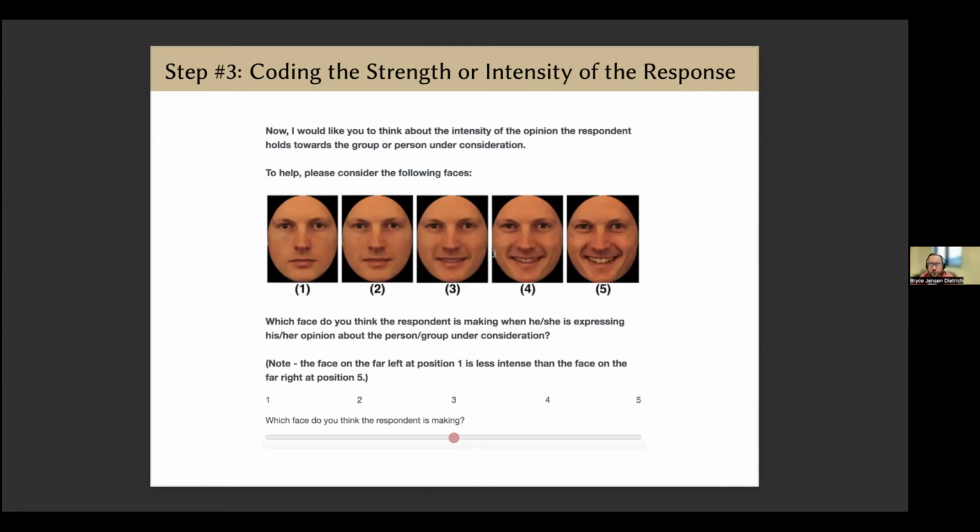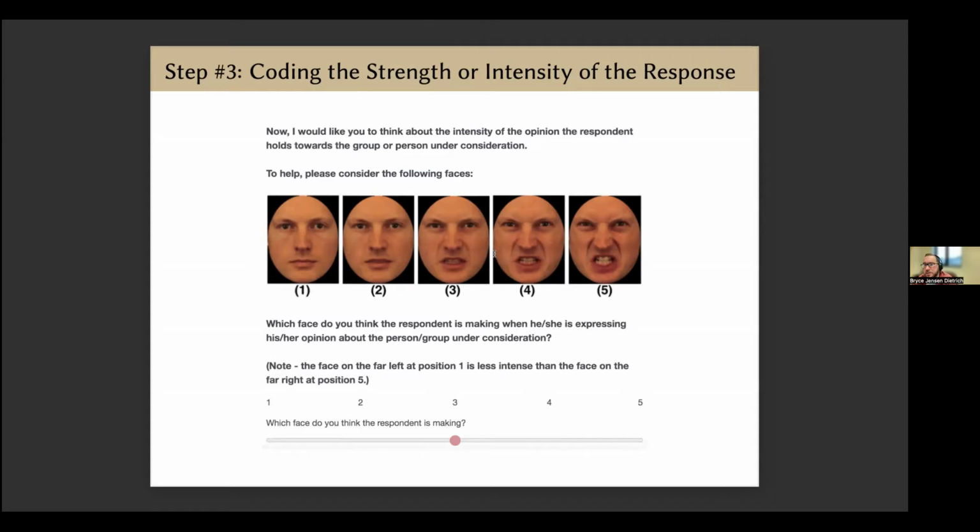This is the negative scale, the exact same scale, but now we see more frowny or angry faces, if you will, again, with a one being the least emotionally engaged and a five being the most emotionally engaged. So ultimately, we found that this worked fairly well.